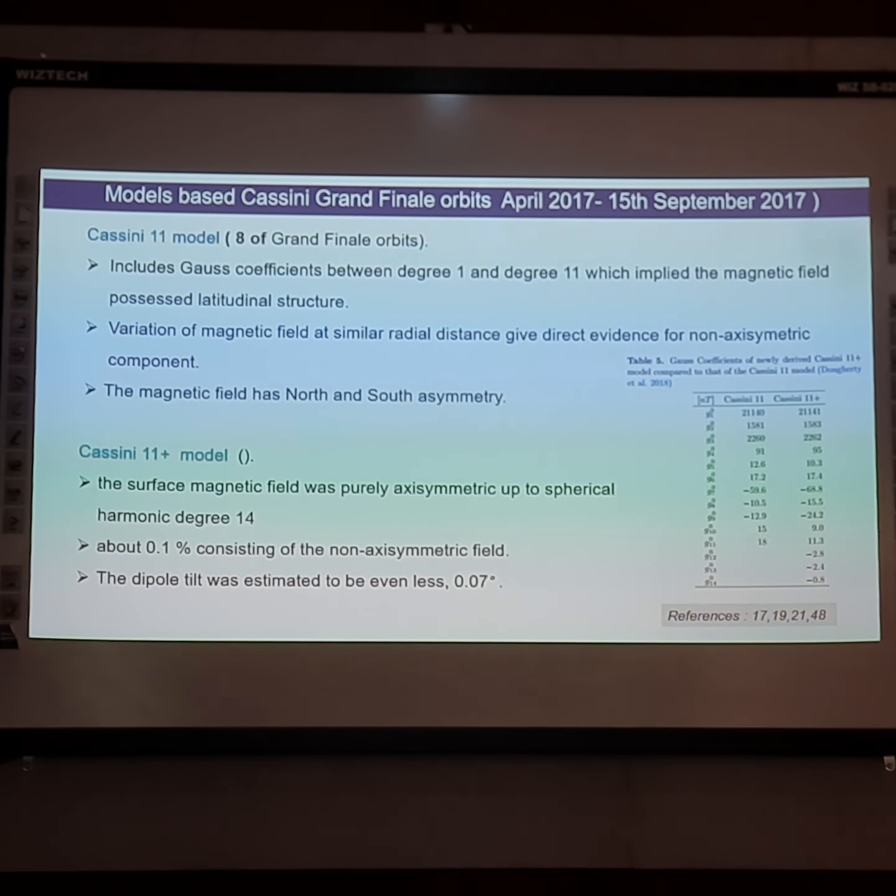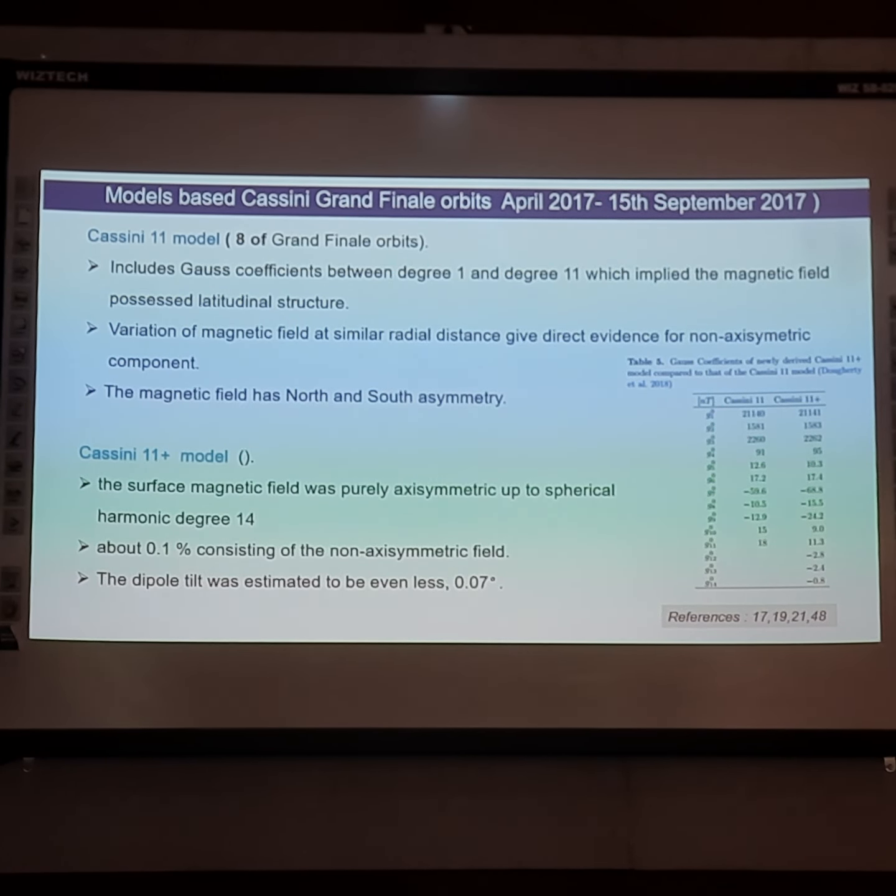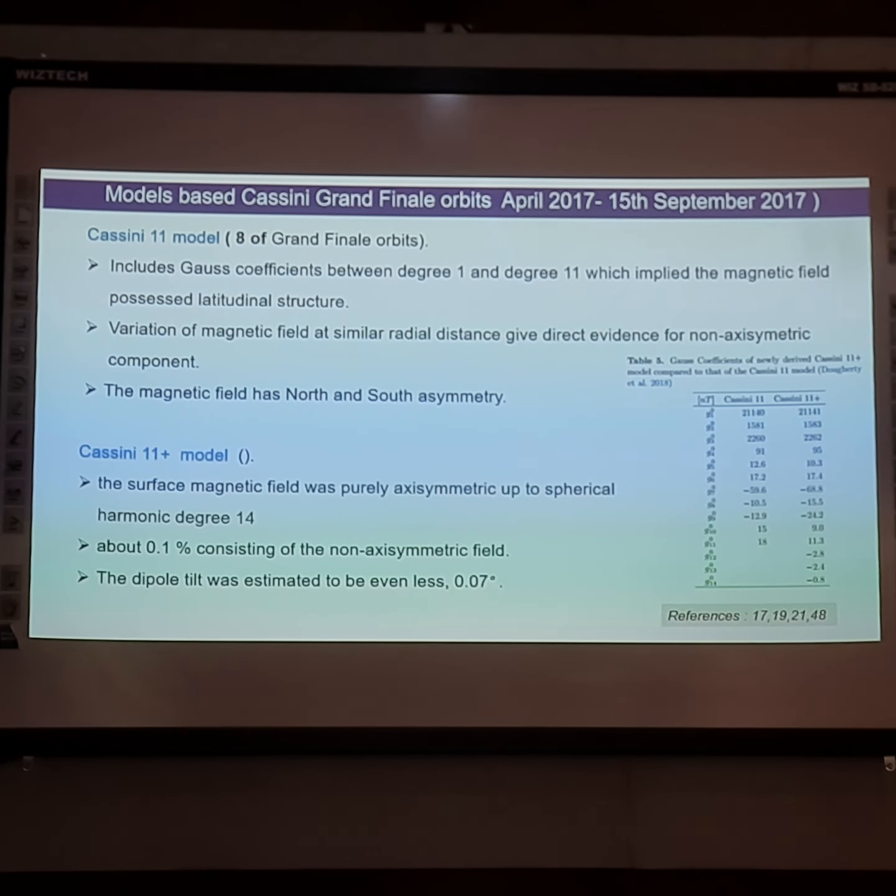Before, we never realized that we could go through the Saturn rings. But Cassini proved that between the rings we can go and come up. So in between it collected data, and that is expected to be more correct.